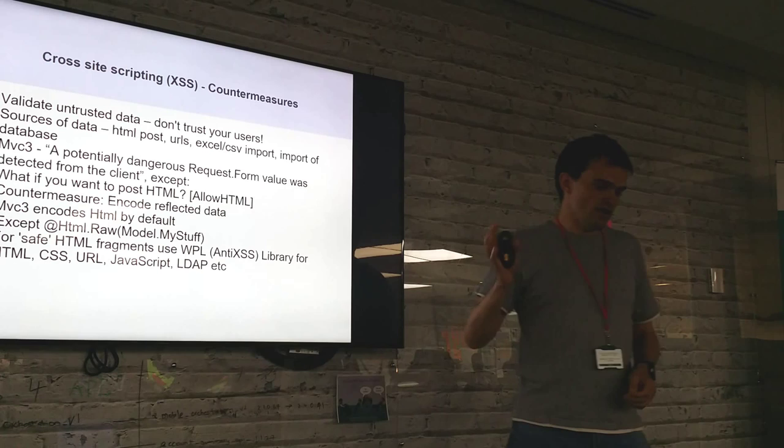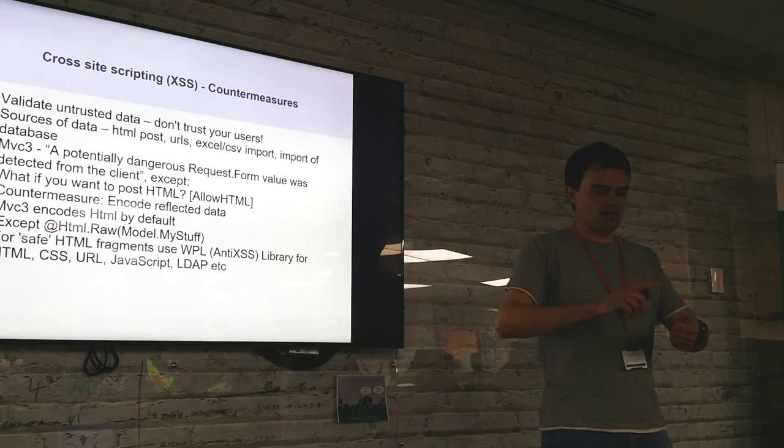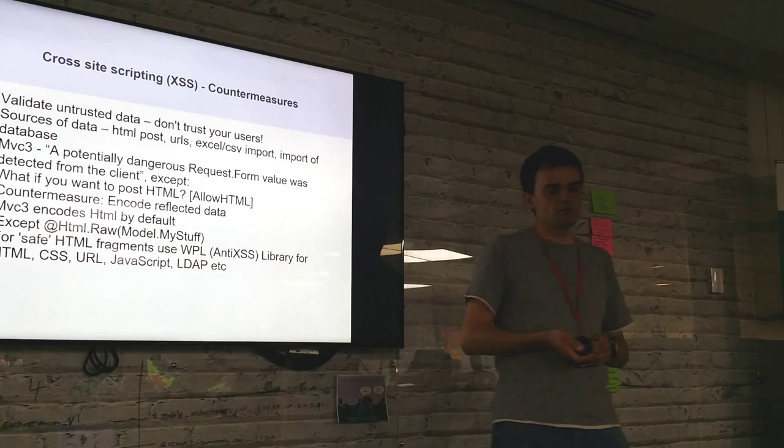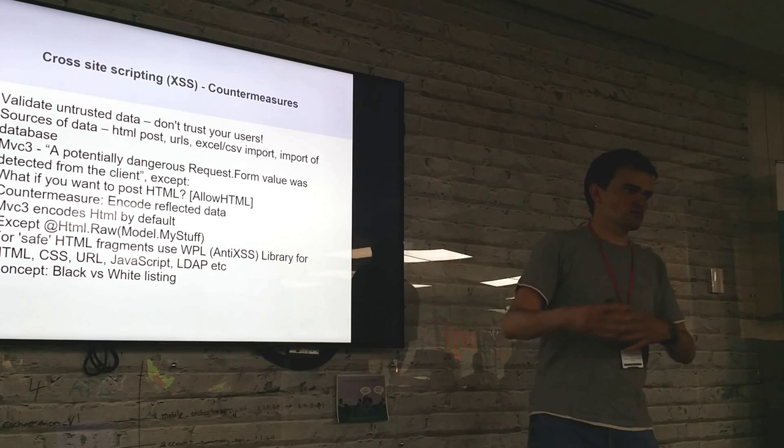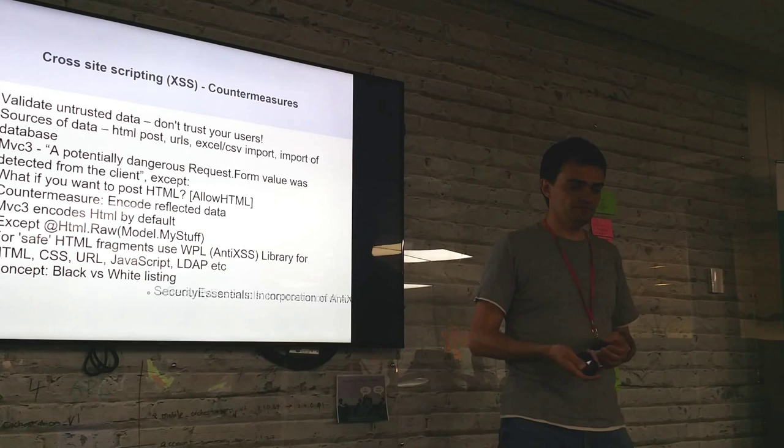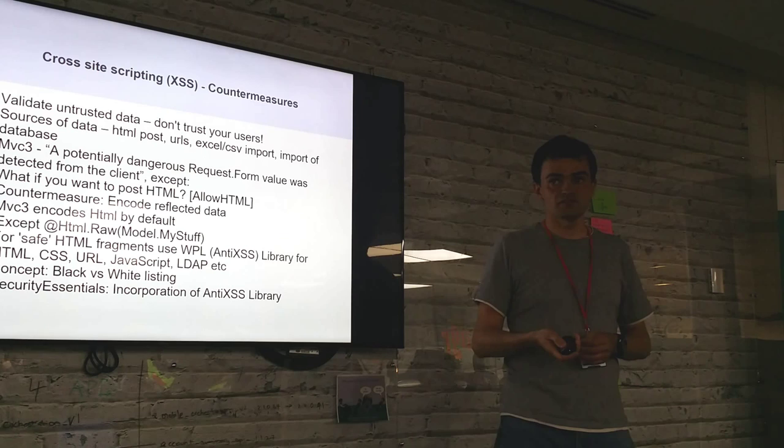However, for fragments of other types of languages like CSS, URLs, JavaScript, LDAP, you need to use something called the Anti-Cross Site Scripting Library, which Microsoft produced, and you encode using that. It uses a whitelisting approach, which says this is known good, it's always going to be good, as opposed to a blacklisting approach, which may change over time. In the Security Essentials project, I incorporate the Anti-Cross Site Scripting Library and give an example of it.